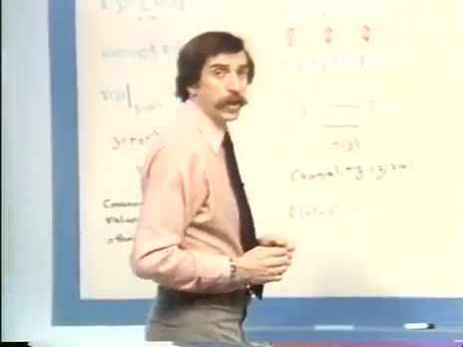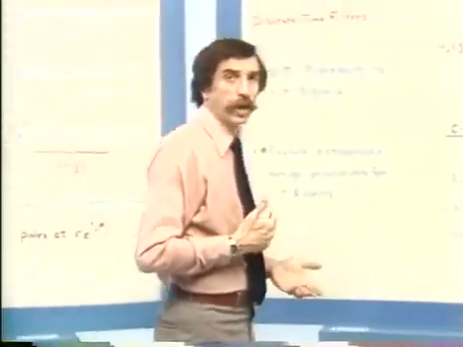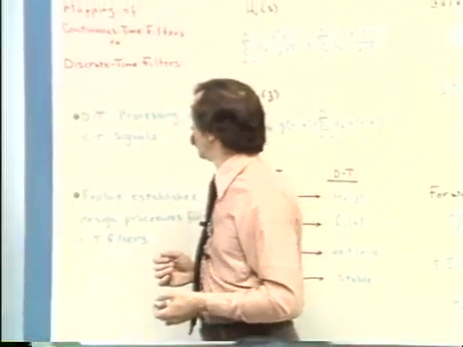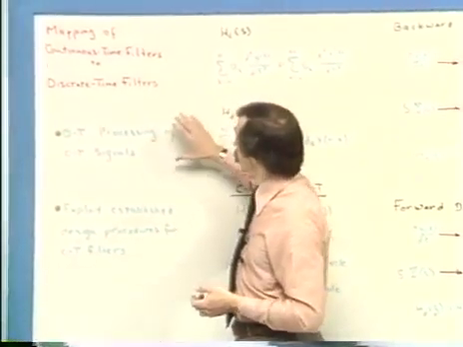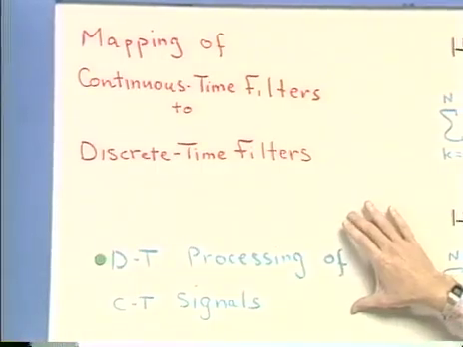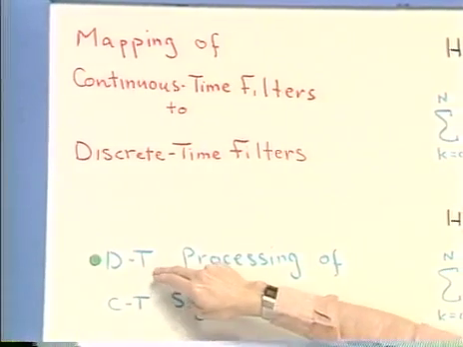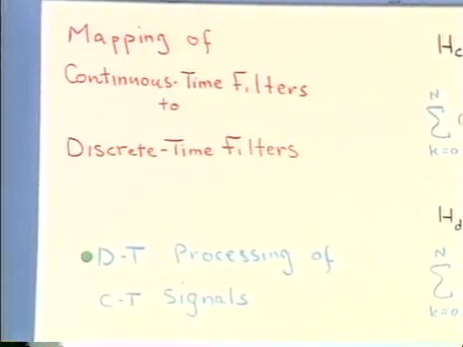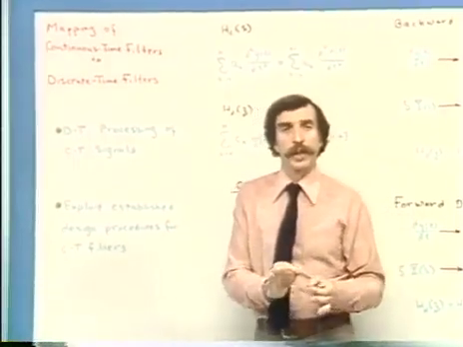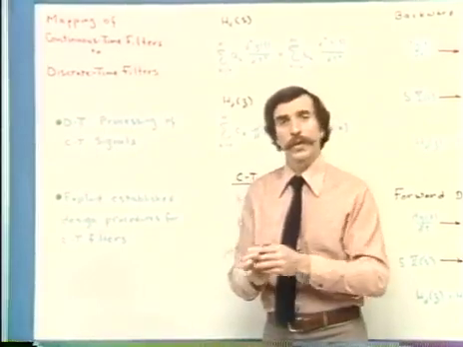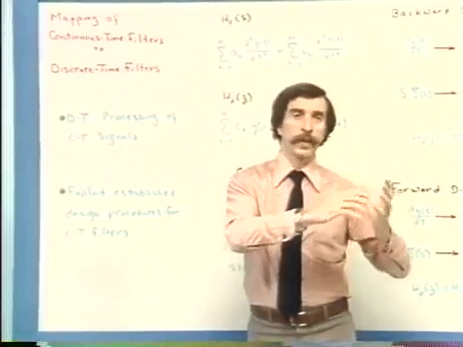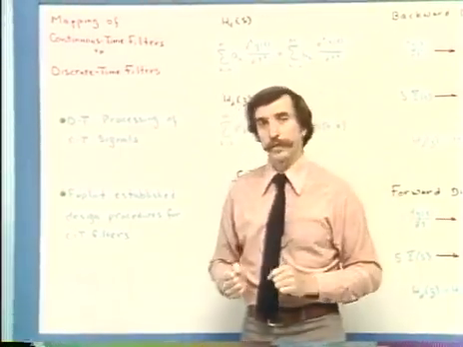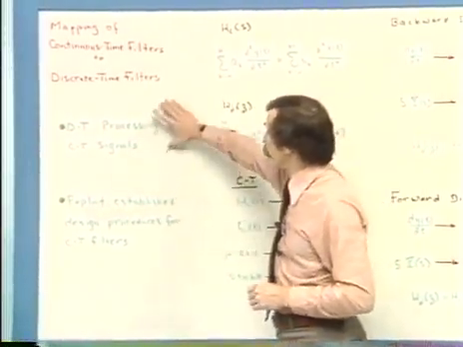Now, why would we want to do that? Well, there are at least several reasons for wanting to map continuous time filters to discrete time filters. One, of course, is the fact that in some situations, what we're interested in doing is processing continuous time signals with discrete time systems, or said another way, simulate continuous time systems with discrete time systems. And so it would be natural in a setting like that to think of mapping the desired continuous time filter to a discrete time filter. So that's one very important context.